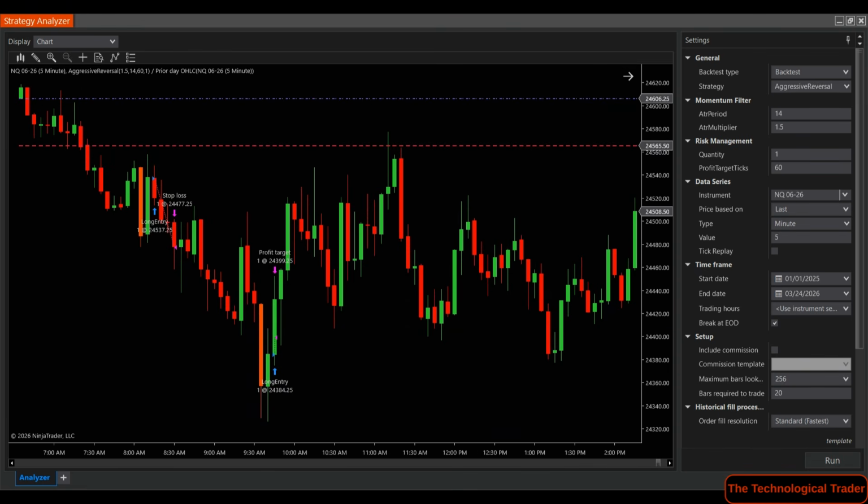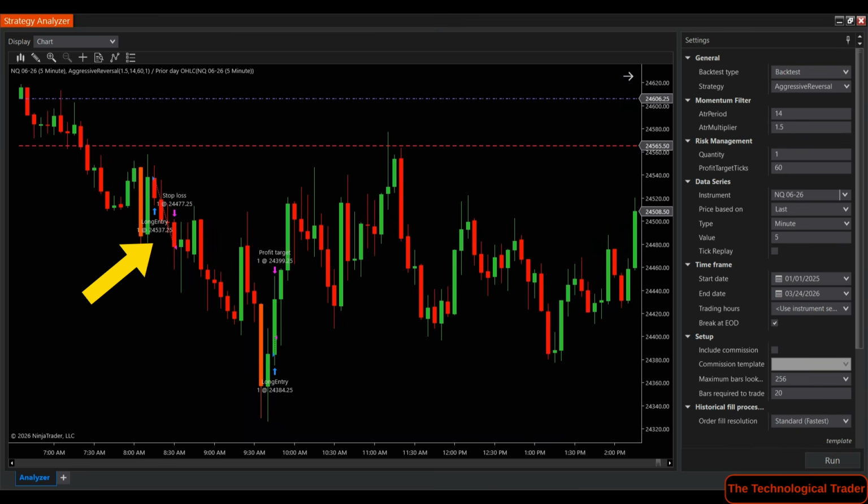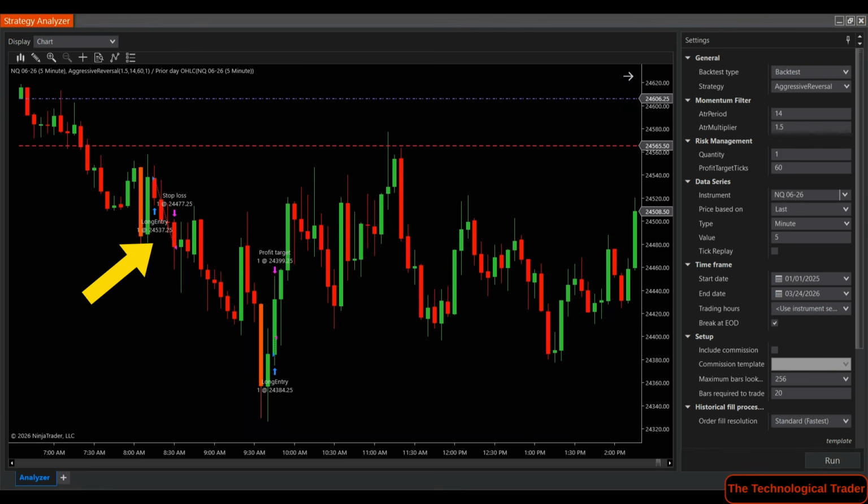Now let's look at another example, because trading isn't just about winning every time. Moving along the chart, you can see the strategy identified another valid bullish setup and entered a long position. However, the market structure failed. Price continued to drop, and it hit our dynamic stop loss. That is a standard losing trade, tightly managed by our structural stop.